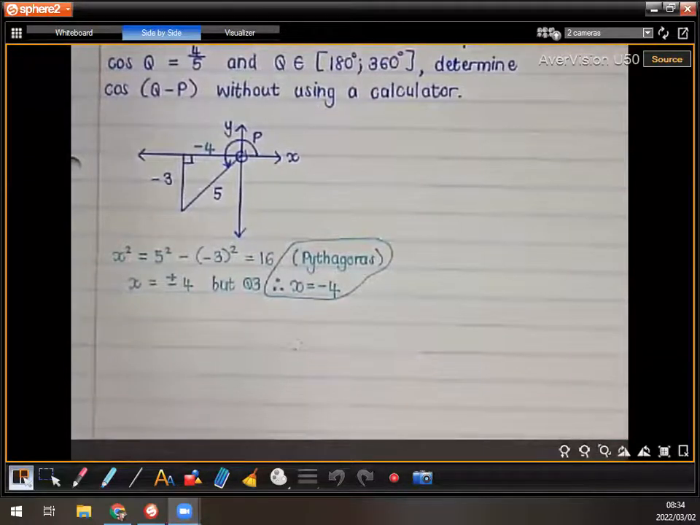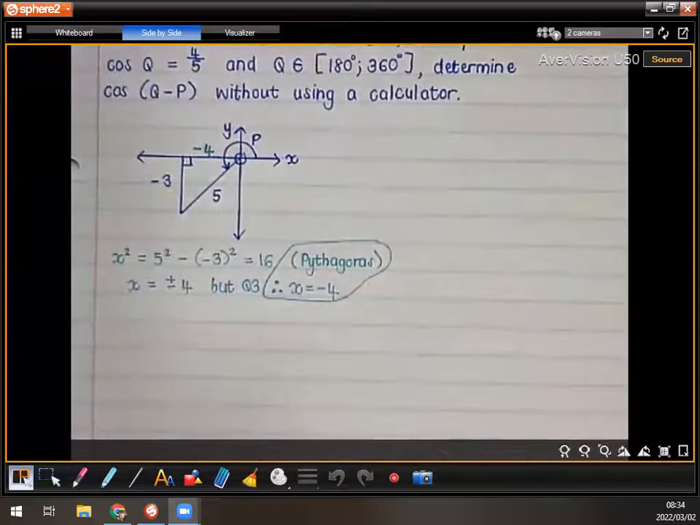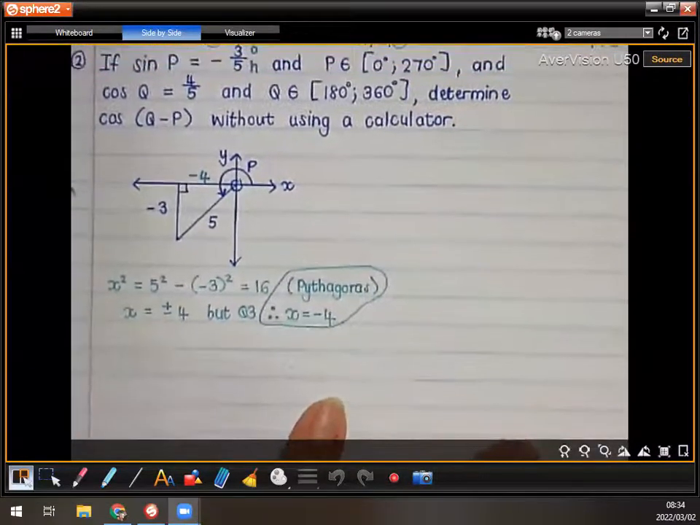So if you know what that is already, don't write down all that working. You can just write the actual value. But you have to say that it's Pythagoras, right? You're going to lose a mark if there's no Pythagoras. Okay, so we've done our P triangle. We still need to do one for Q. Okay, so let's take a look.